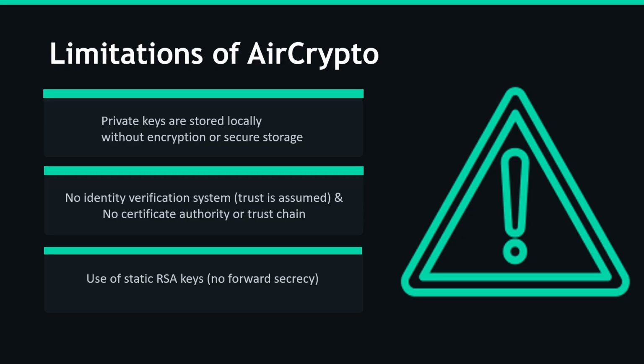So when it comes to limitations in our implementation of AirCrypto, first are private keys being stored locally without encryption or secure storage, which is a security risk if systems are compromised, especially in the real world. Second is that there is no identity verification system or certificate authority, so there is actually no confirmation on who actually owns a key. Like mentioned before, AirCrypto only achieves partial non-repudiation since we can verify keys but not actual identities. Finally, we use static RSA keys, meaning there is no forward secrecy. So if a private key is compromised, previously signed data are at risk.